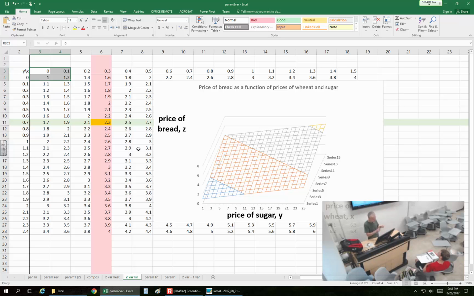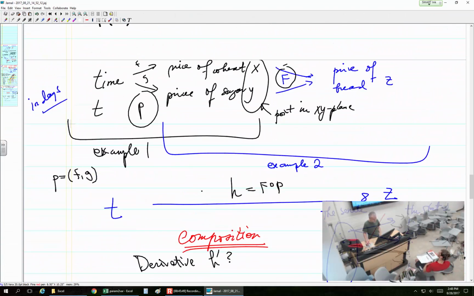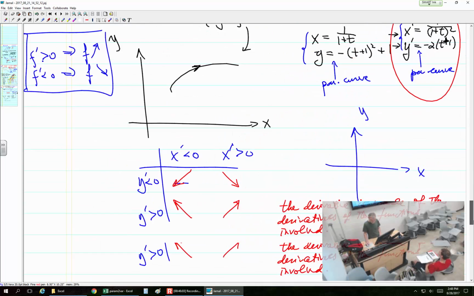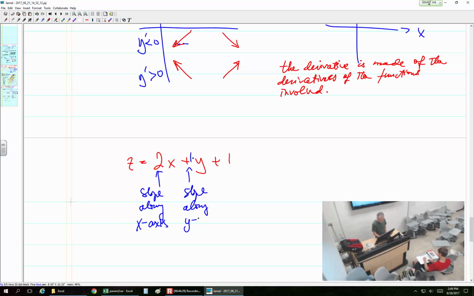You can certainly, if you go all the way back to the formula, here's the formula, 2x plus y plus 1, so you see those slopes which I discovered. So z is equal to 2x plus y plus 1. I'll just put 1 over here. And these are the two slopes. Slope along x-axis, slope along y-axis. Okay, so the 1 certainly disappears, we know, on differentiation.